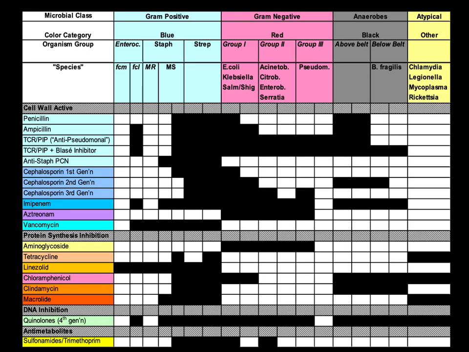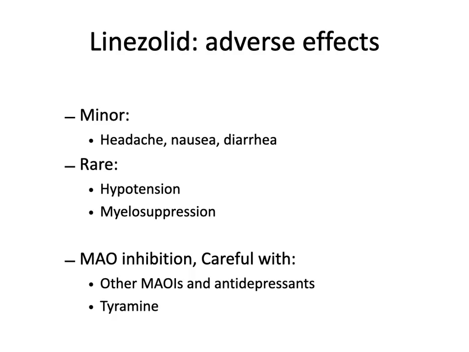And here we go. We look at the spectrum of activity. You see quite a lot of gram-positive coverage, just like vancomycin here, but specifically for VRE. Obviously here I do not have atypical coverage. So far only tetracyclines in this voiceover PowerPoint.